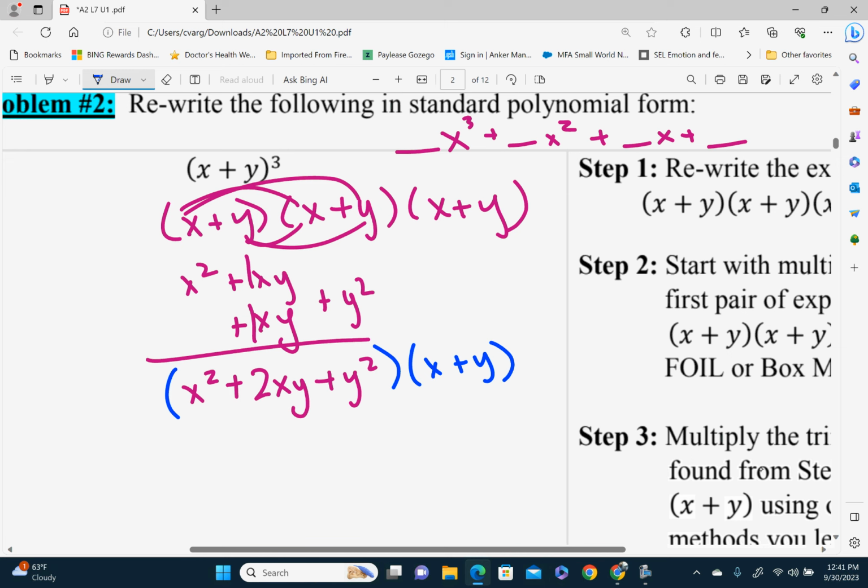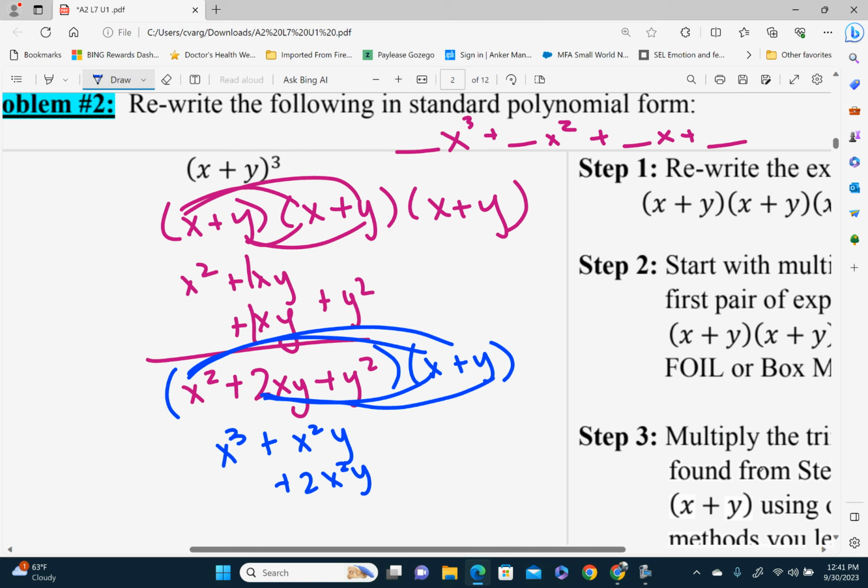And how do we do that? By doing the same thing, right? This x squared times x is x to the third. x squared times y is x squared y. When you multiply the 2xy times x, that's going to be another 2x squared y. 2xy times y is going to be plus 2xy squared, okay, because there's two y's. And then the final thing we want to do is y squared times x is going to be xy squared. There's an imaginary 1 there. And y squared times y is going to be plus y to the third.